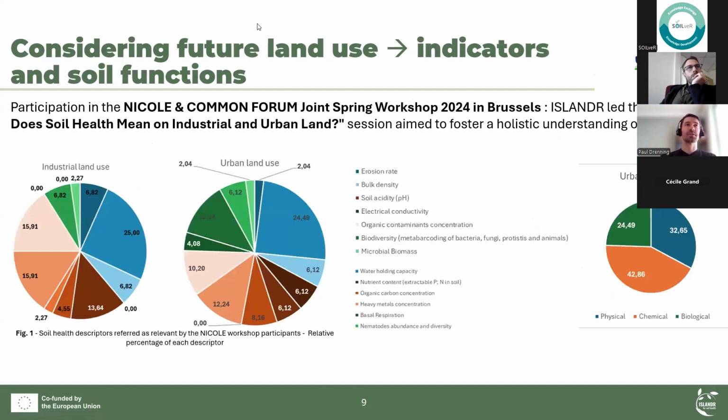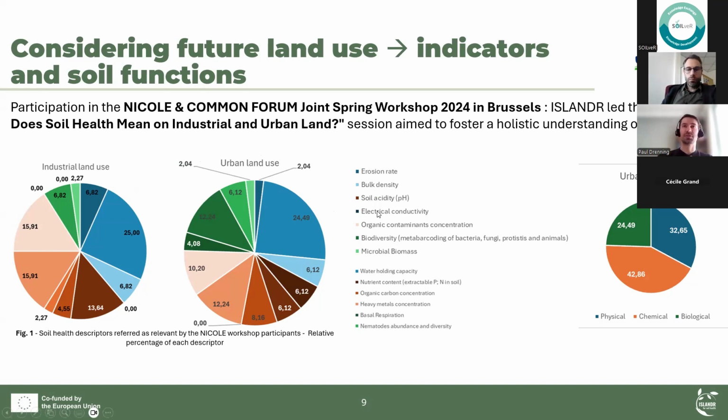And so the next step is matching our future land use with soil functions and indicators. This has been led by Nova. One way they did this was in a workshop at the Nicole and Common Forum joint spring workshop, in a session about what soil health means on industrial and urban land. They led a session where the participants would indicate, for specific types of land uses, which of these soil indicators or descriptors, as shown on the right here, are most relevant for those particular land uses, according to their knowledge.